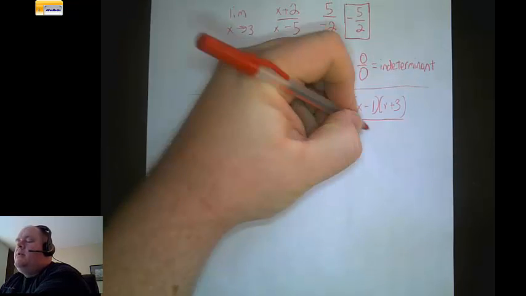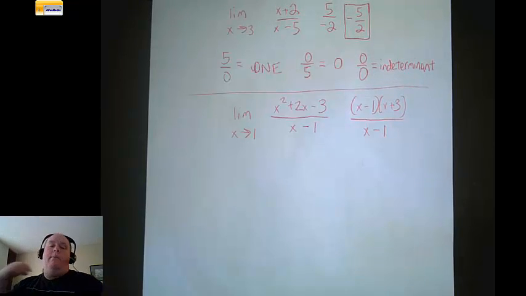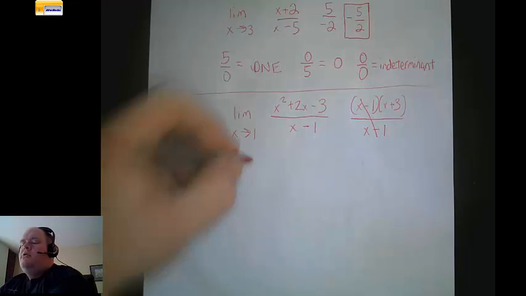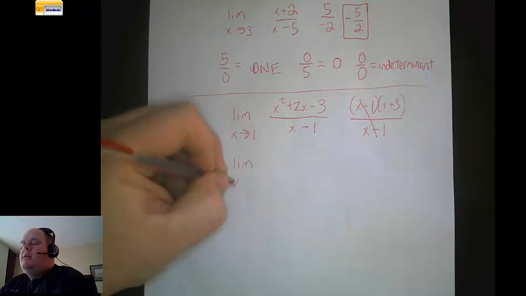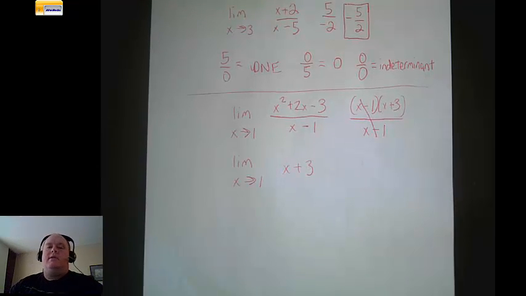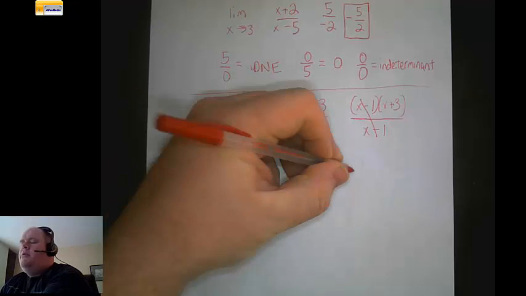And we have x minus 1 on the bottom. So obviously the x minus 1s can cancel, and so the only thing left is x plus 3. So really, it's just the limit as x approaches 1 of x plus 3. In this case, we plug in 1, we come up with our answer of 4.